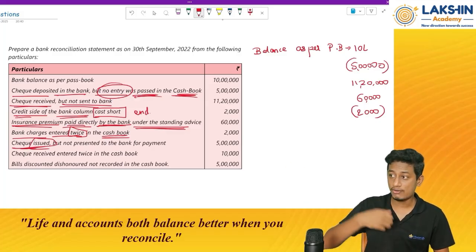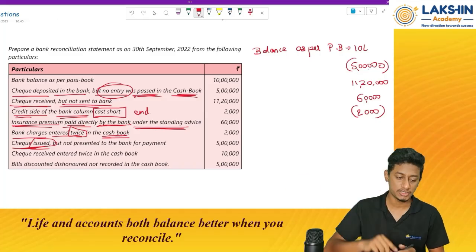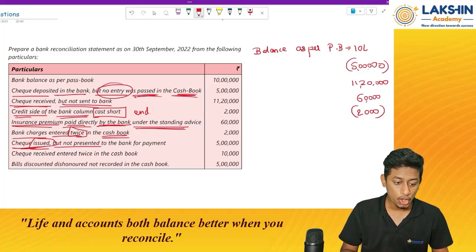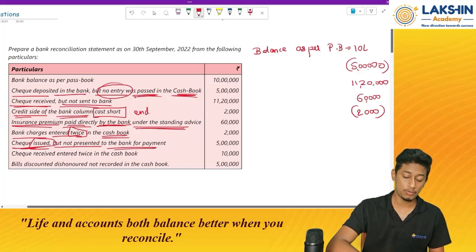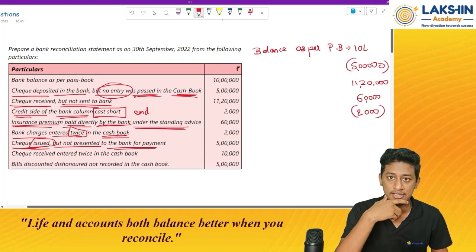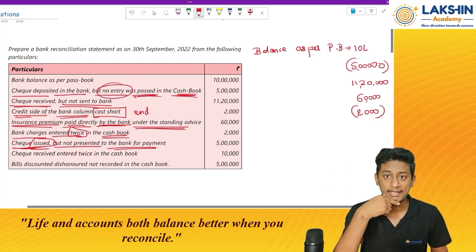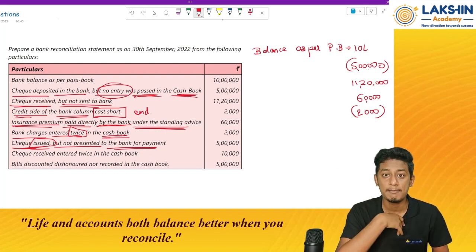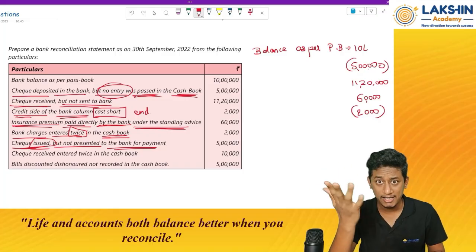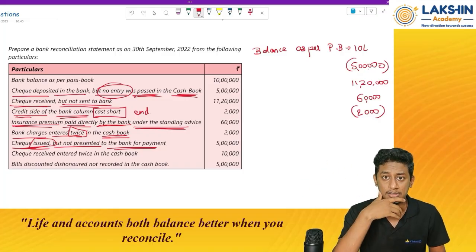A check has been issued. I have given out a check, so I am making a payment to someone, but it is not presented to the bank for payment. So what has that supplier done? He has not given the check to the bank yet. So will my bank balance reduce? No, sir, because his bank doesn't know that the payment should be deducted, and my bank also doesn't know that the payment should be made.